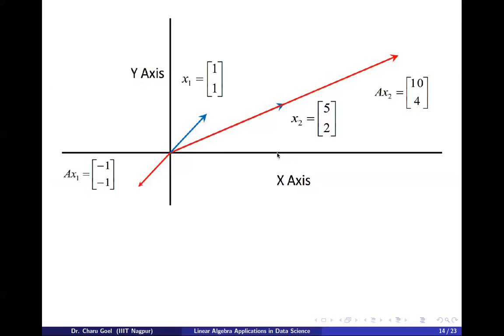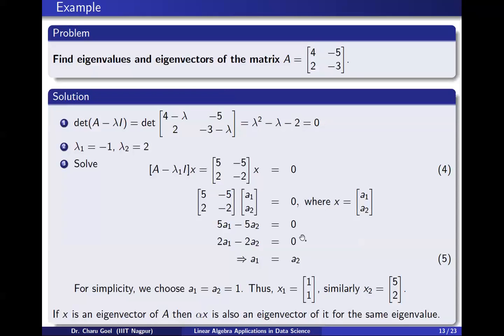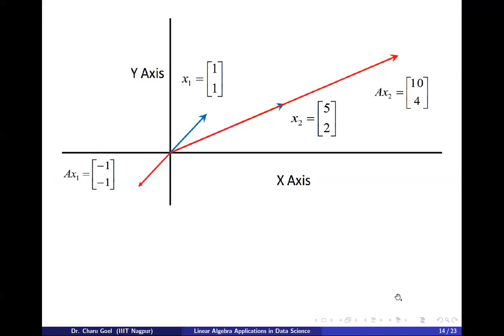Okay, so these are our two vectors. This is what we have got: X1 equal to (1, 1) and X2 equal to (5, 2). So from these vectors, we can see the directions from the origin. X1 is the point (1, 1): 1 on the x-axis, 1 on the y-axis. Similarly, X2 is 5 on the x-axis and 2 on the y-axis.